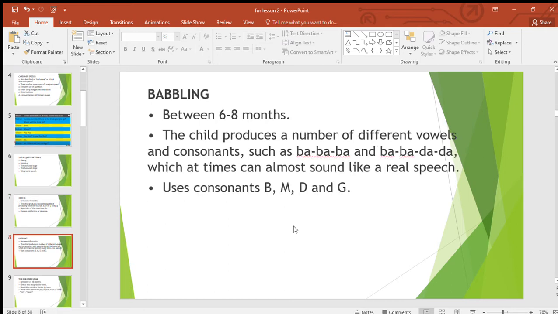Next, babbling, at 6 to 8 months. Now the child produces a number of different vowels and consonants, such as ba ba ba, ba da, which at times can almost sound like real speech. It uses consonants such as B, M, D, and G. During the 6 to 8 months, the infants are able to somewhat copy the simple syllables or consonant sounds that the adults or the people around them are saying.